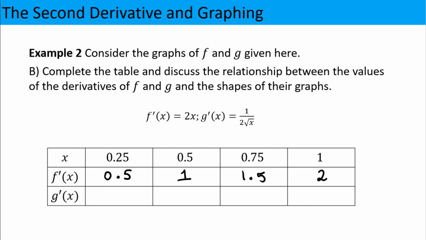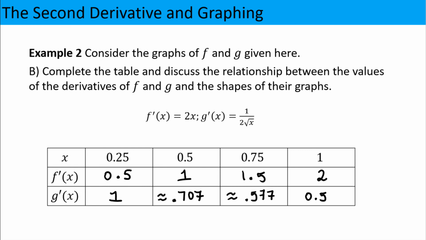Let's evaluate the derivative g prime of x at each of those 4 x values. At 0.25, the derivative is 1. At 0.5, the derivative is roughly 0.707. At 0.75, the derivative is approximately 0.577, and at 1, the derivative is exactly 0.5.